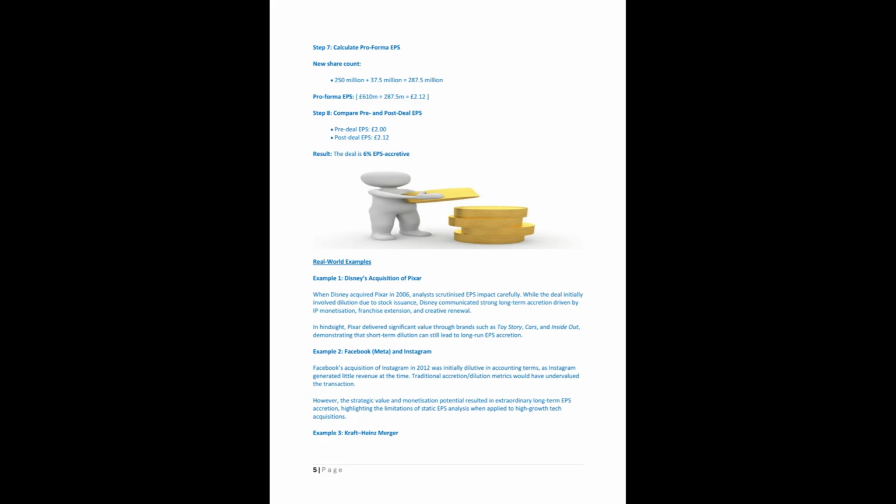To calculate the pro forma EPS, we start by adding the new shares issued, 37.5 million, to the existing 250 million shares, which gives us a total of 287.5 million shares. Then we divide the combined earnings of £610 million by this new share count, resulting in a pro forma EPS of £2.12. Comparing this to the pre-deal EPS of £2 shows that this transaction is 6% EPS accretive, meaning it increases earnings per share. To put this in perspective, real-world examples help illustrate how this plays out.